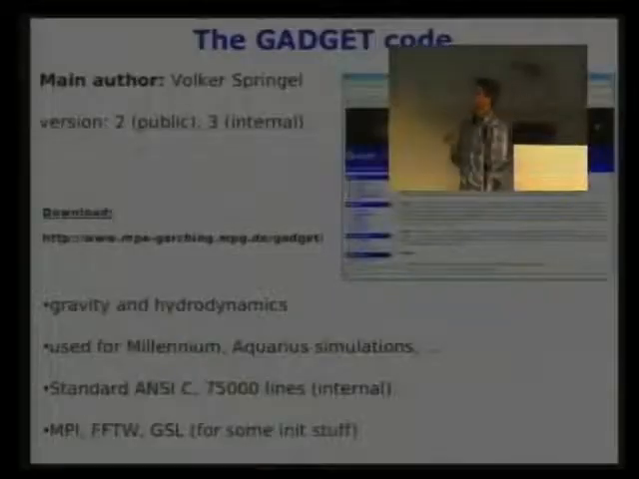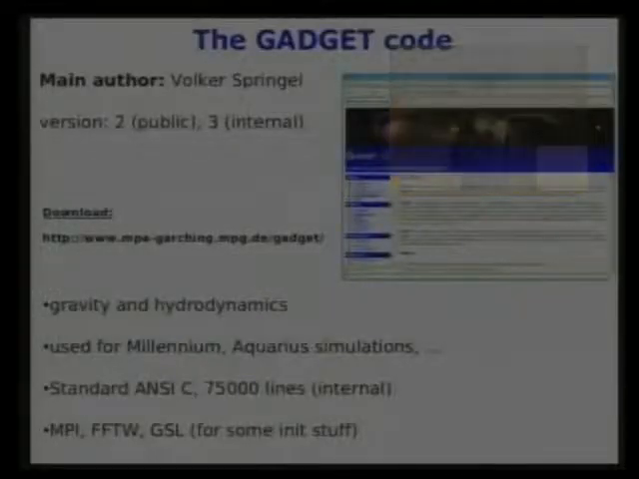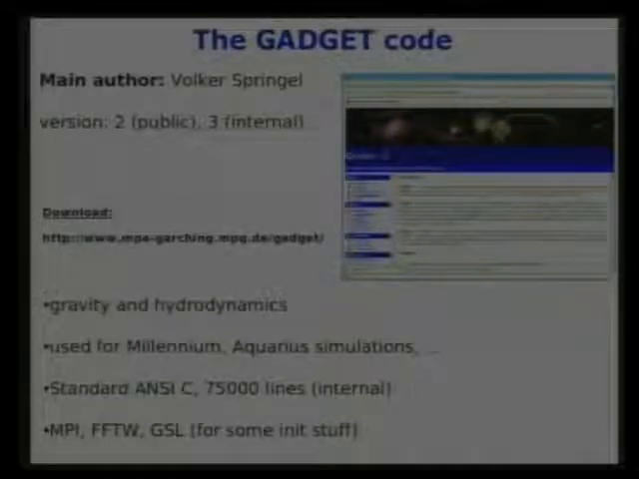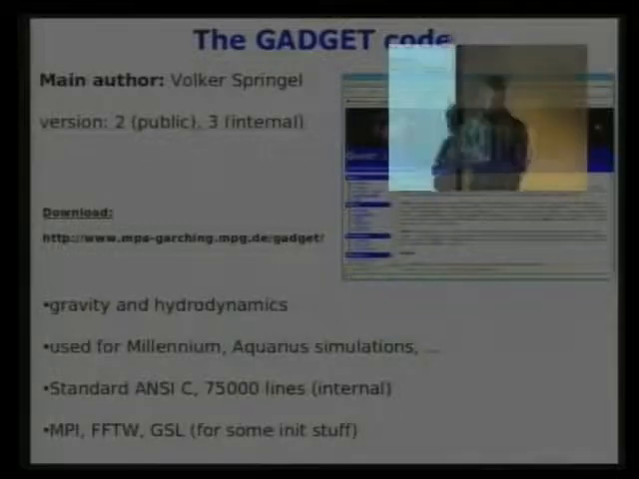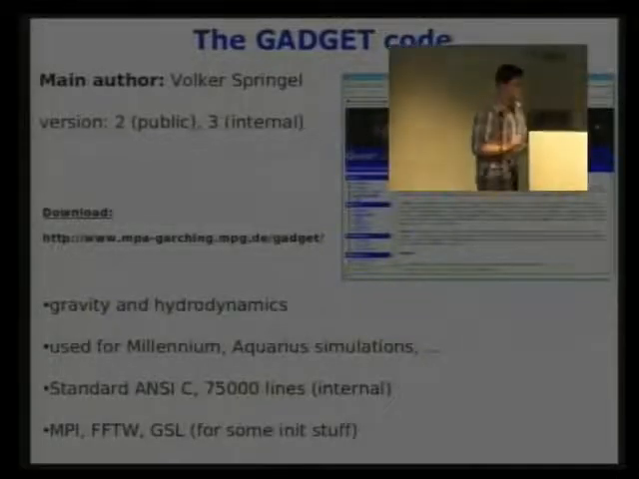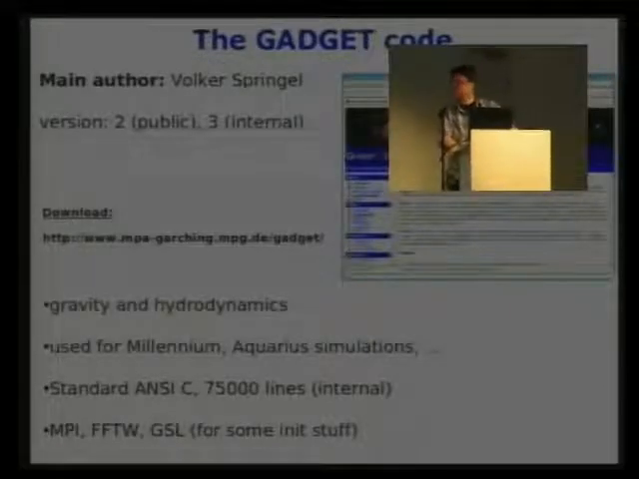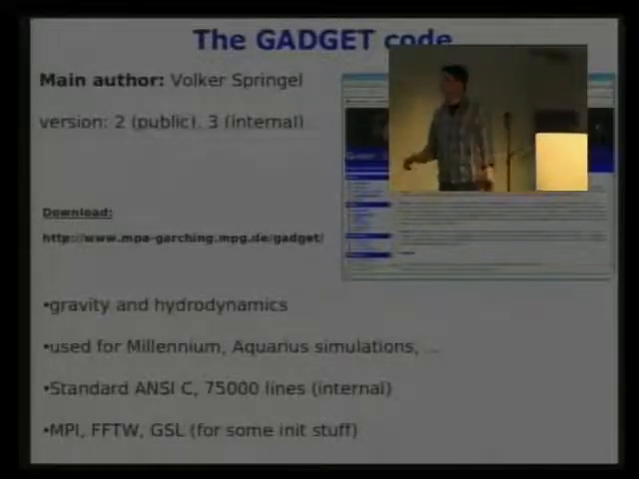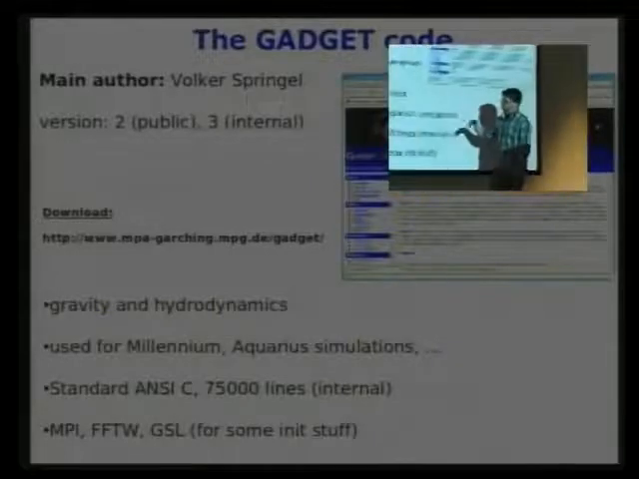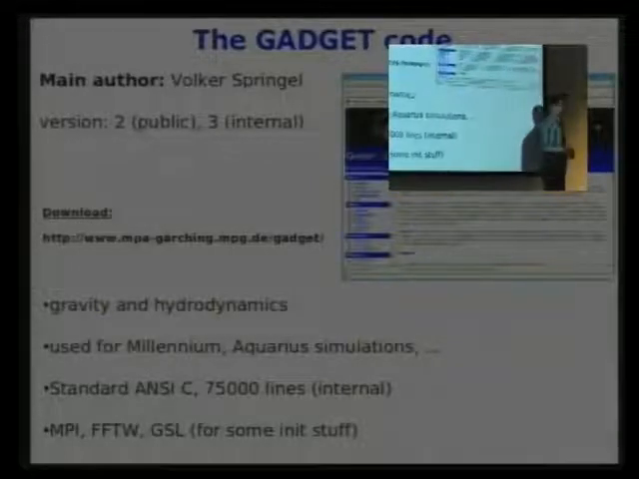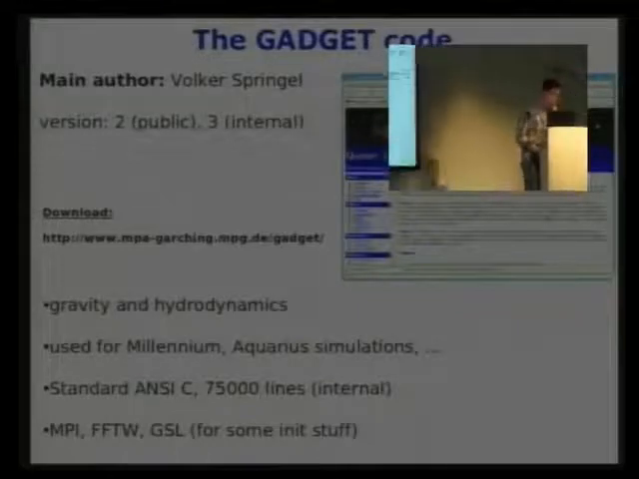So the code we use, as I also mentioned, is the GADGET code. This code started as a PhD project of Volker Springel. This is the main author. And currently the public version is 2, so you can download it from this website. And the internal version is 3. The main difference between internal and public is that the public version only has a very limited set of physical models and features in it. So the internal version has a lot more features.